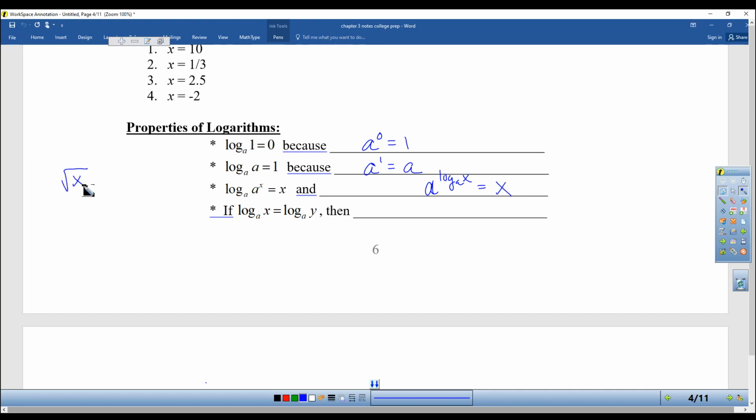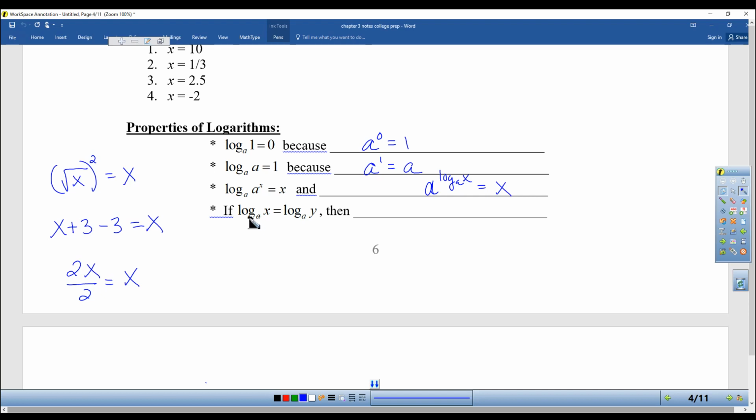Think about it this way. If you have the square root of x and then you square it, it goes back to x. You've undone it. If you have x and you add 3, but then you subtract 3, you're back to x because addition and subtraction are inverses. If you have 2 times x and then you divide by 2, you go back to x because multiplication and division are inverses. Well, if you have an exponential function, but the exponent is a log with the same base, you've undone it and you're going to go back to x.